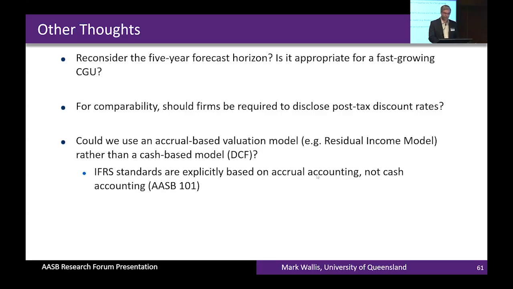All right, so these are my final thoughts. The 5-year forecast horizon makes me a bit uncomfortable as someone that teaches financial statement analysis, but okay, maybe I can't get reliable forecasts beyond that. I personally think post-tax discount rates should be required to be disclosed. I think they're a lot easier for investors to understand because they're comparable to WACC.